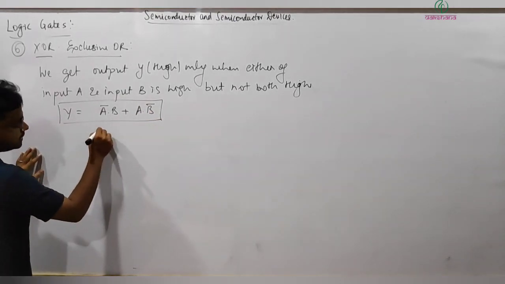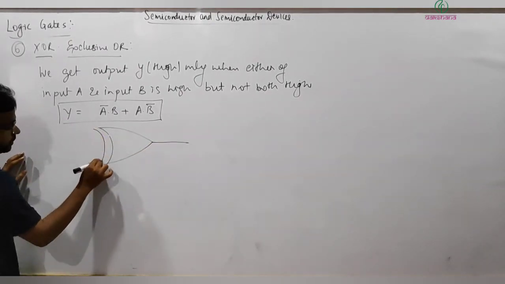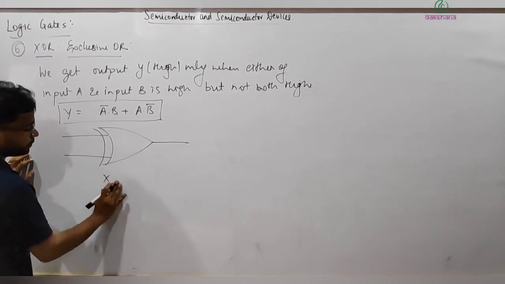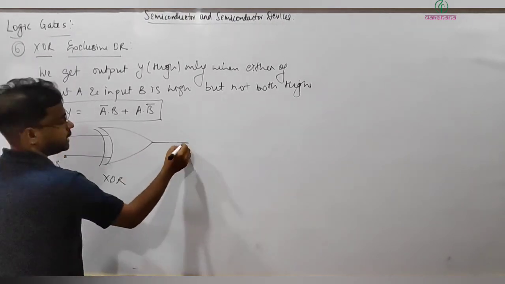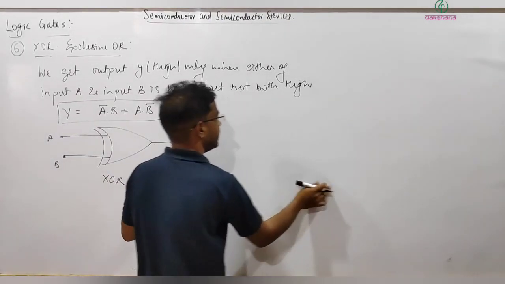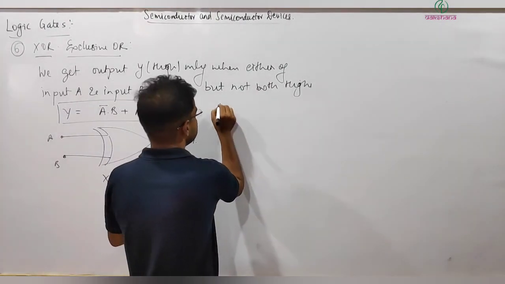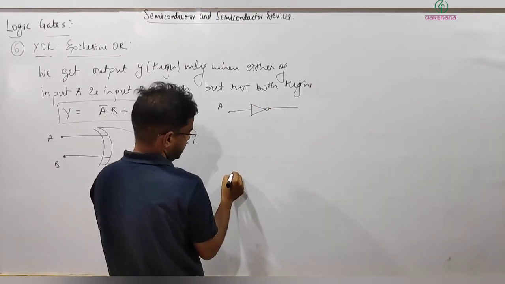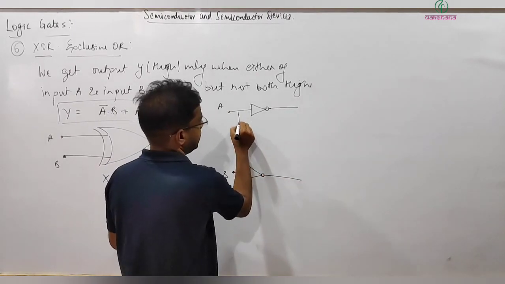Its symbol is something related to the OR gate. This is OR gate. Just add one more curve to this, and this is XOR gate. This is A, B, and the output here we are getting is Y. This can even be formed from AND, OR and NOT gates. So let's say A and a NOT, and here another B with a NOT.